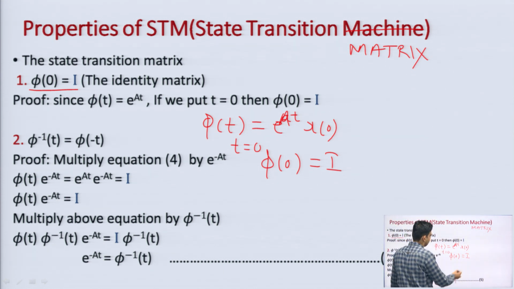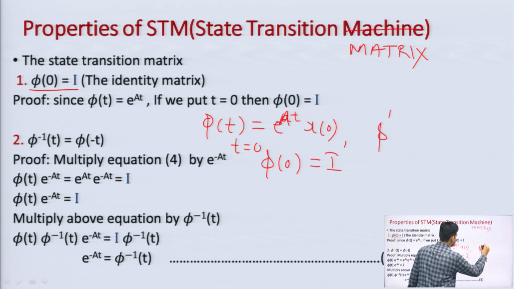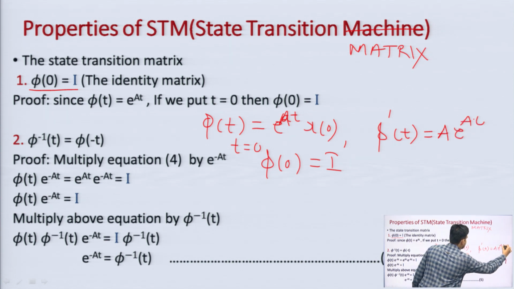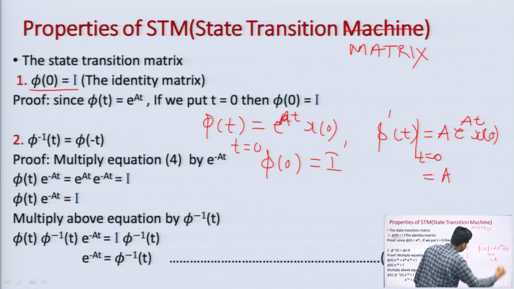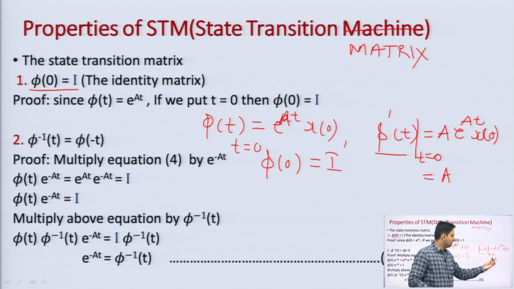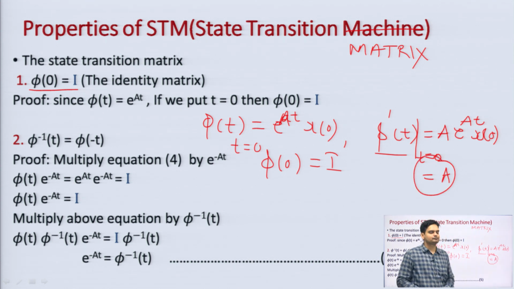In the same way, if I take the derivative, phi dash(t), this gives me A e^(At). If I calculate this at time t equal to 0, this gives me the A matrix. This is again one important property. Whenever we have to obtain the A matrix, if I have the state transition matrix phi(t), then I take the derivative of it, and I will obtain the state matrix A. Okay. So, these are the two important properties that will help us in solving numericals.